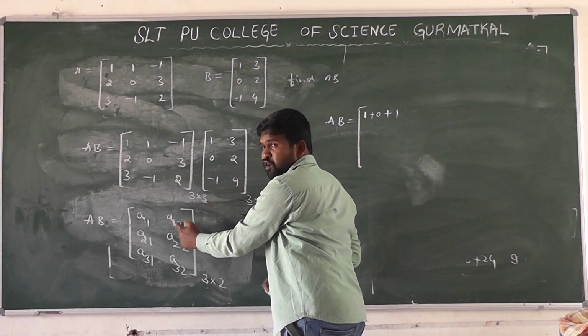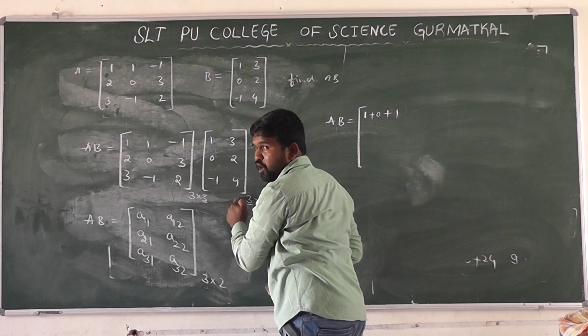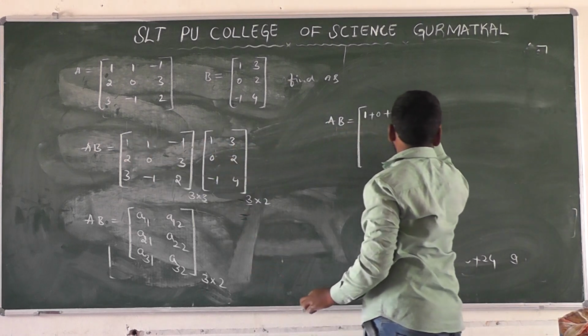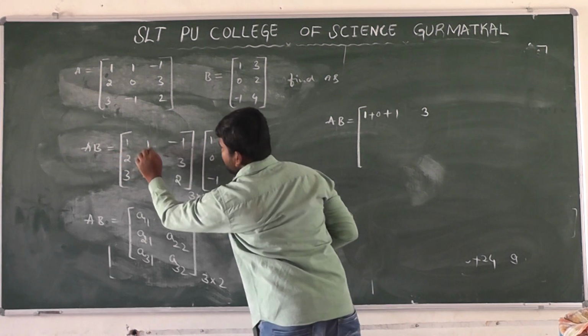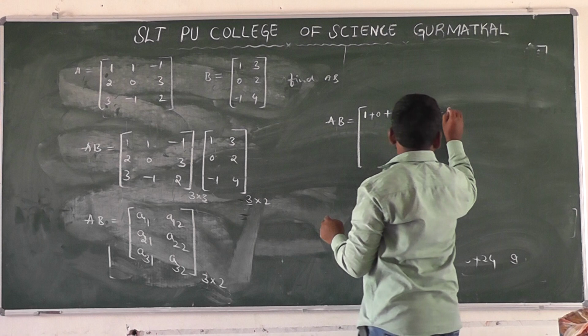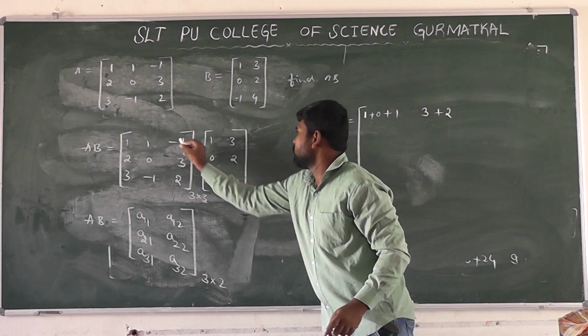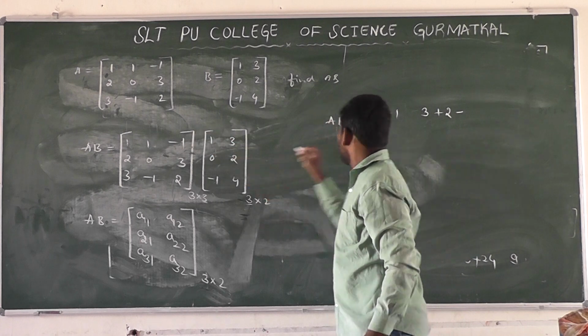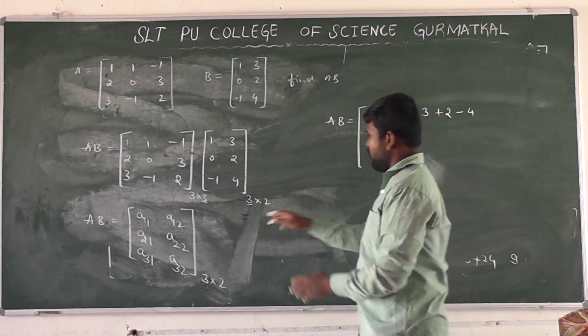Next, first row, second column: we multiply and get the sum. 1 into 3 is 3. Next, plus 1 into 2 is 2. Next, minus into plus is minus, 1 into 4 is 4. It's over. First row, second column element is over.